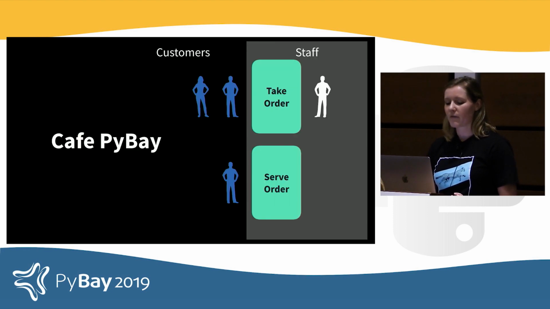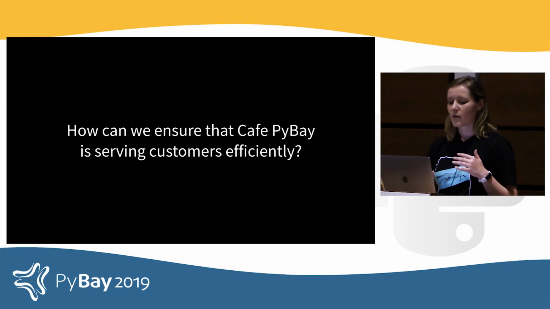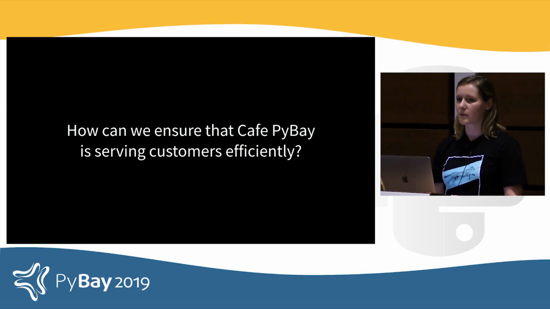Here's the basic setup of our fast casual cafe. Behind the counter, there are two tasks that need to be done: taking orders and serving orders. Of course, there are other tasks that go into a restaurant, but for this presentation, we're just going to focus on taking orders and serving orders. The problem we are trying to solve is how to make the restaurant serve customers efficiently.